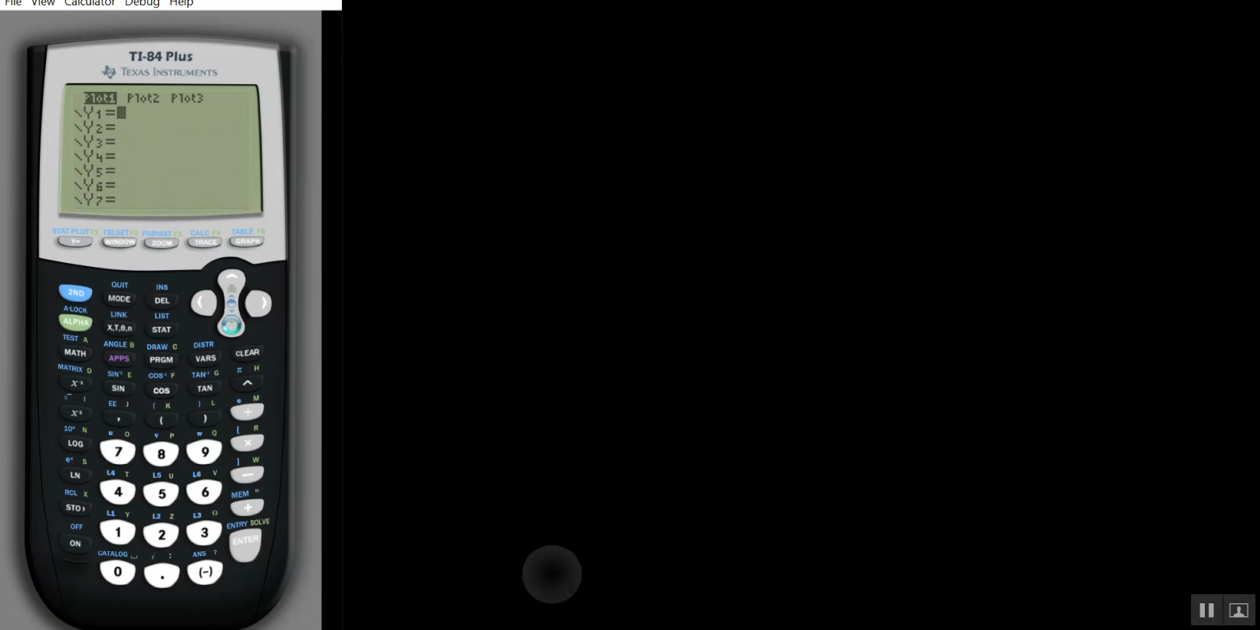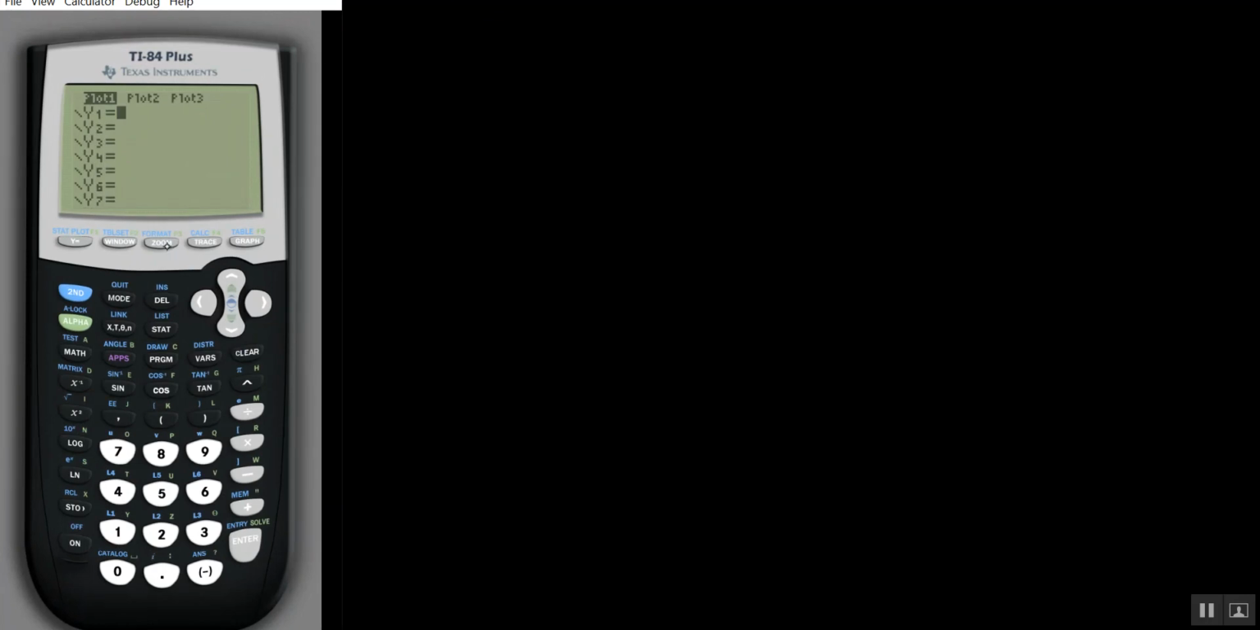To see all those points in one fell swoop, or in the same viewing window, we're going to press zoom and scroll down to option 9 where it says zoom stat. And there are the data points. So that's our scatter diagram. And you can tell that it's following some sort of exponential decay pattern. So these points are decreasing as you go from left to right, and they're decreasing in an exponential manner. So the base of the exponential function is probably going to be less than 1. Actually, it would have to be in order for the points to flow this way.